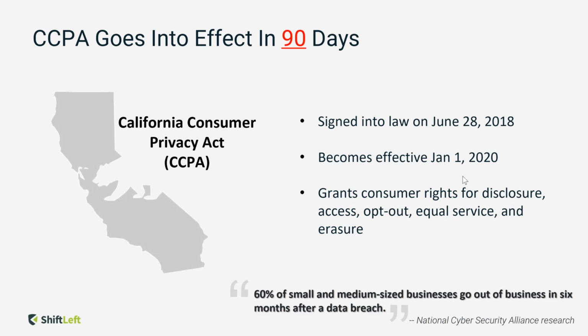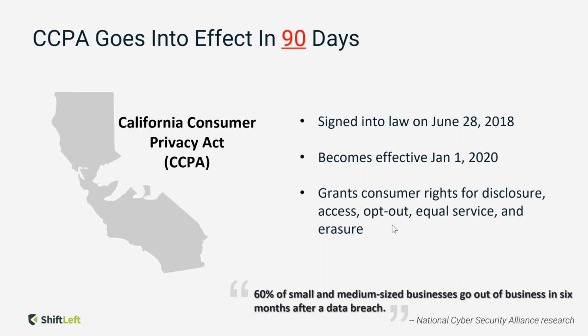What it does is it grants consumers rights over how their information is being used. They get rights to disclosure, and rights to access what information organizations have on them. They get options to opt out from data being collected. A key thing in CCPA is also equal service. That means if I opt out of my information being collected, the service I receive from an organization should not deteriorate. And also rights to remove that information from the records.